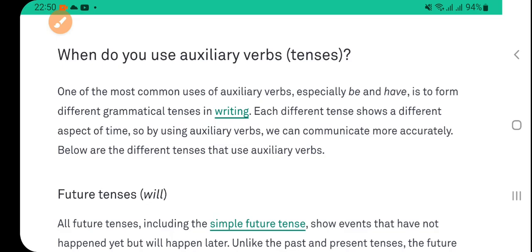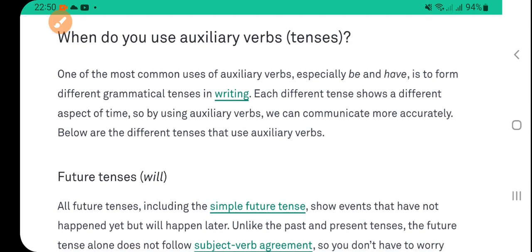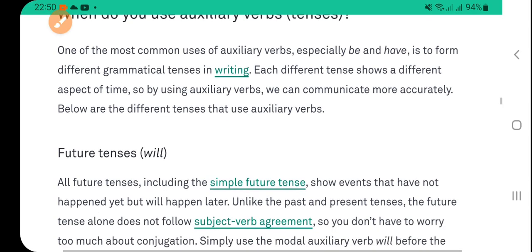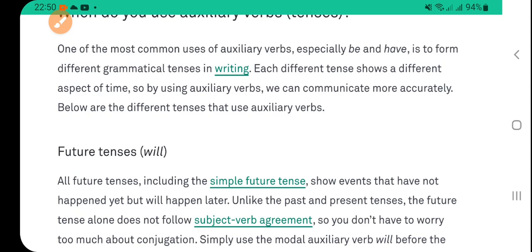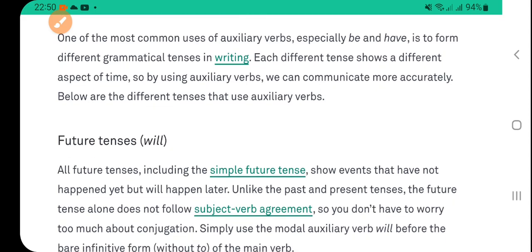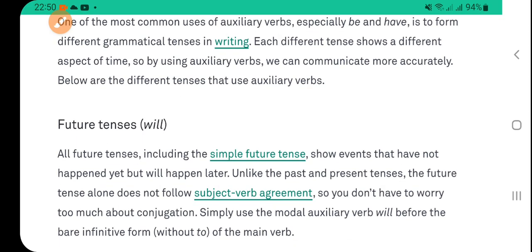When do you use auxiliary verbs? One of the most common uses of auxiliary verbs, especially be or have, is to form different grammatical tenses in writing. Each different tense shows a different aspect of time. So by using auxiliary verbs, we can communicate more accurately, right?